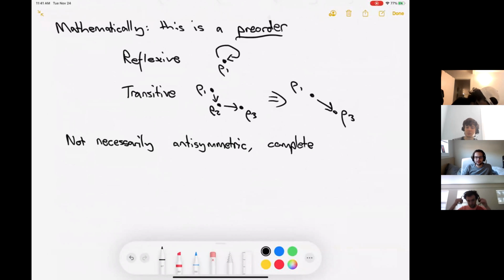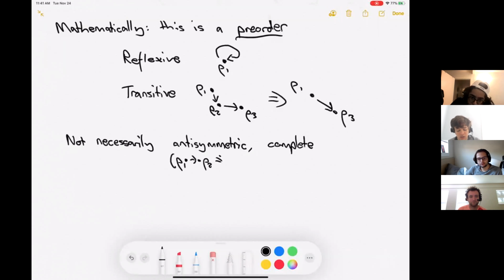Can you repeat once more what anti-symmetric means? Anti-symmetric means having an arrow from row 1 to row 2 implies no arrow from row 2 to row 1. I see. Okay. Thank you.